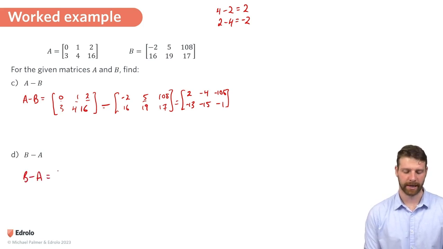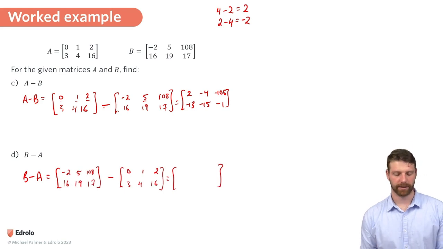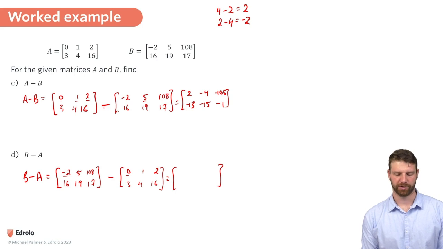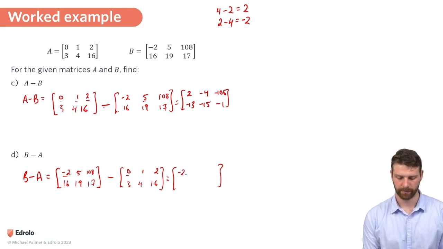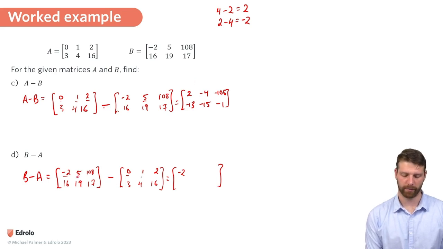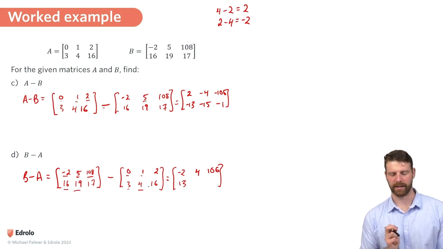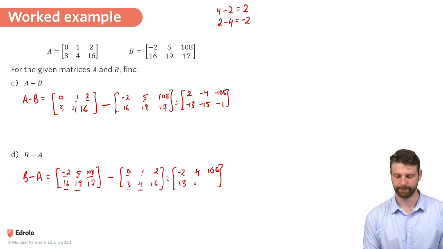So I'll write out the matrices again. Okay, there they are. Let's do the subtraction. I've got negative 2 minus 0 should be negative 2. So notice that this matrix is already different. Okay, we've got 5 minus 1 should be 4. 108 minus 2 should be 106. 16 minus 3 should be 13. 19 minus 4 should be 15. And 17 minus 16 should be 1.